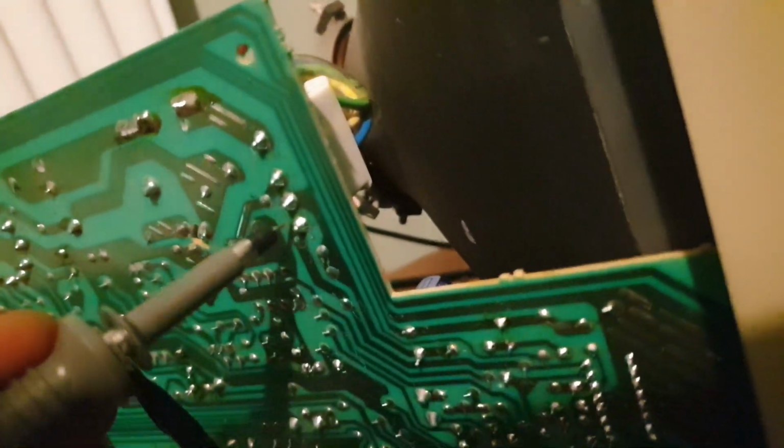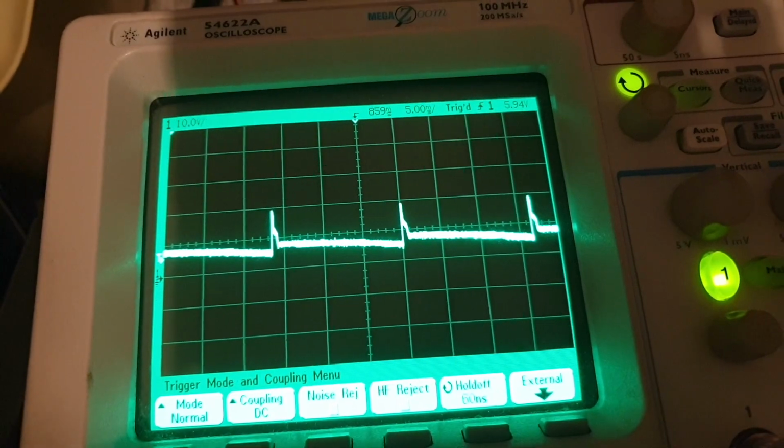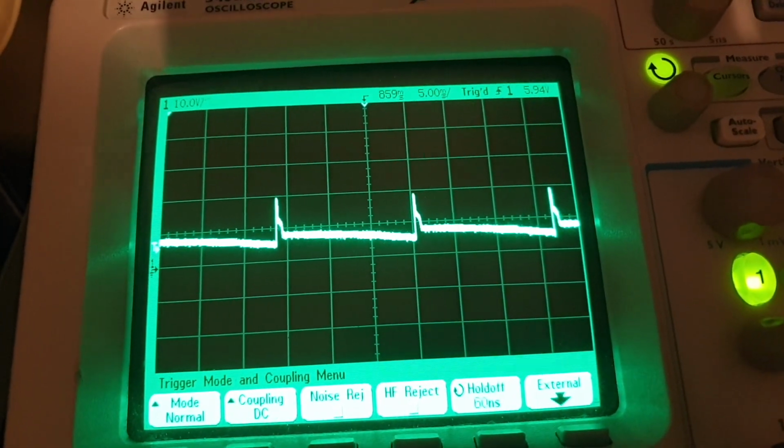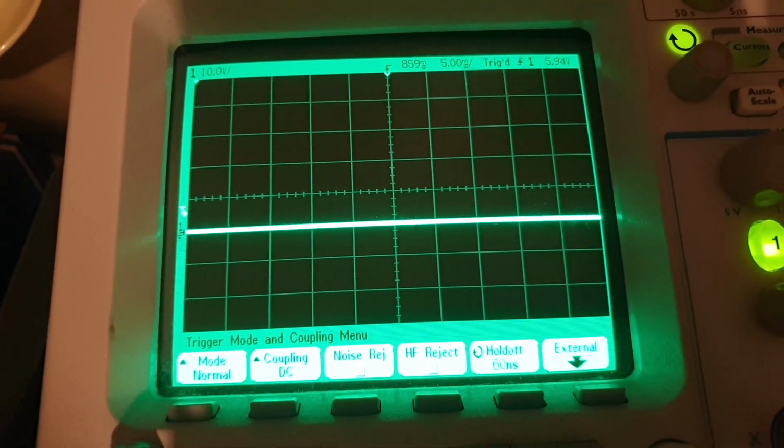If I go to the neck board, we are getting our vertical sweep. So the 10 ohm resistor is doing something, but the monitor is just not showing anything now.